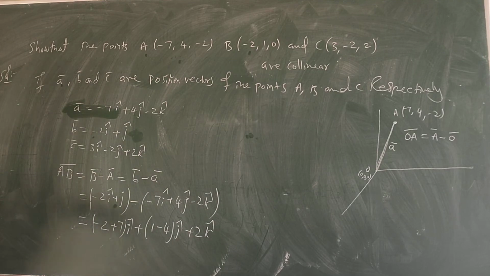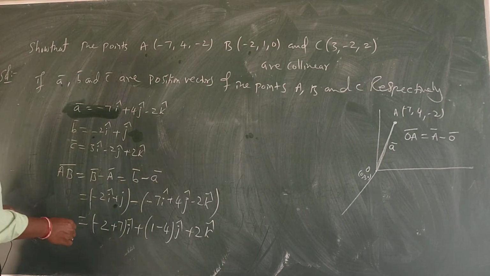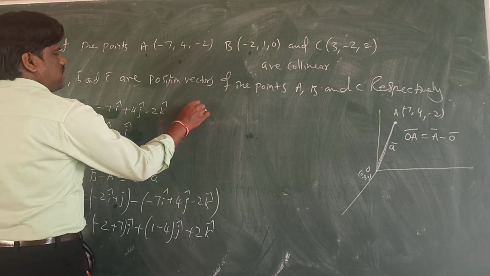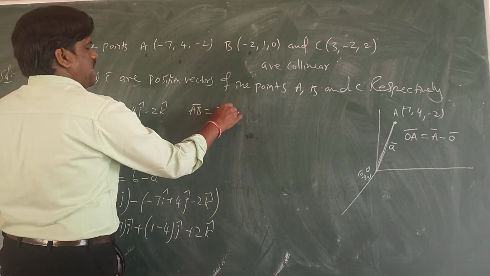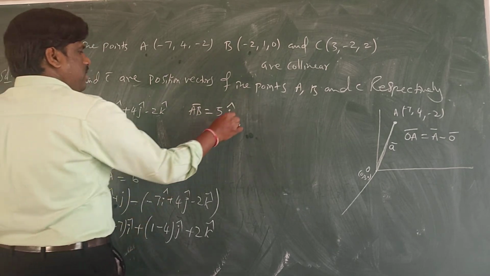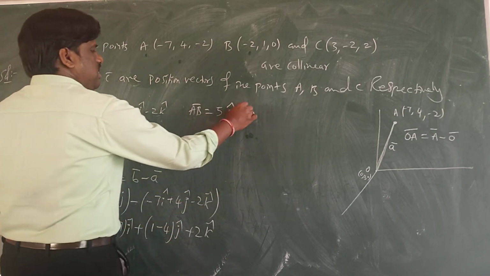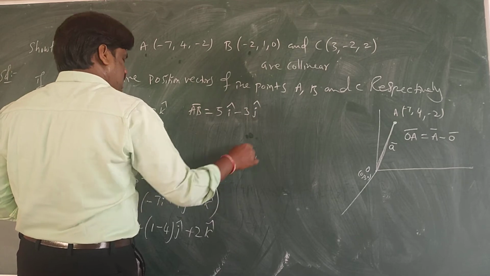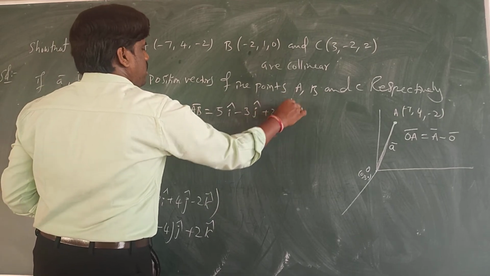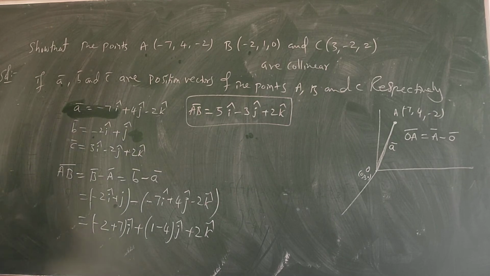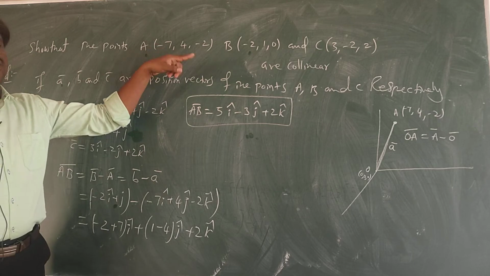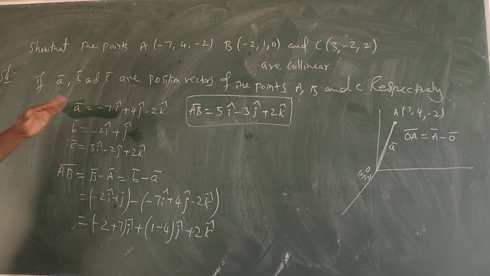Are you getting what I did? So AB vector, how much am I getting? AB vector is equal to, AB vector I am getting here how much? 5i cap minus 3j cap plus 2k cap I got. This is AB vector. Okay, AB vector is this. I said AB vector means what? B minus A. Okay, AB vector over.